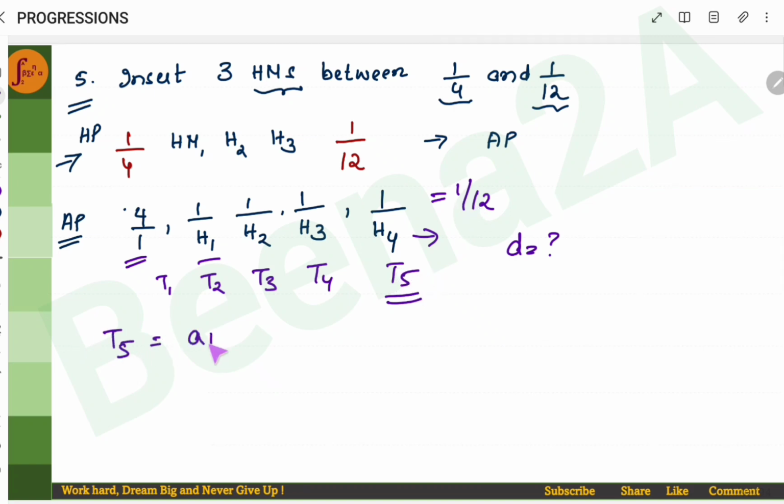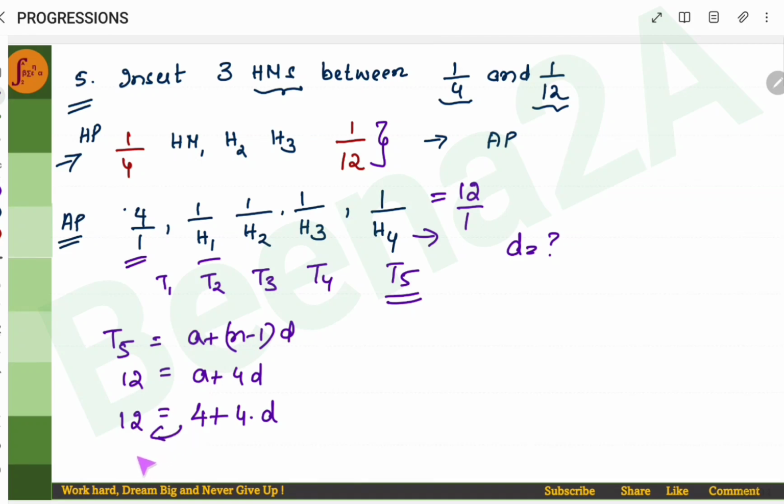T5 is a plus n minus 1 into d, which is nothing but a plus 5 minus 1, which is 4d. And what is the first term? It's 4. So 4 into d. What is the fifth term? This is not 1 by 12. You'll have to take the reciprocal of this, so this will be 12 by 1, which is 12. 12 minus 4, I'll shift 4 this side, so it will become 8. 8 is equal to 4d, which means d is equal to 8 by 4. d is equal to 2. So the common difference is 2.